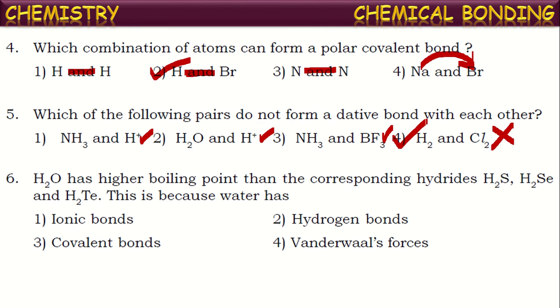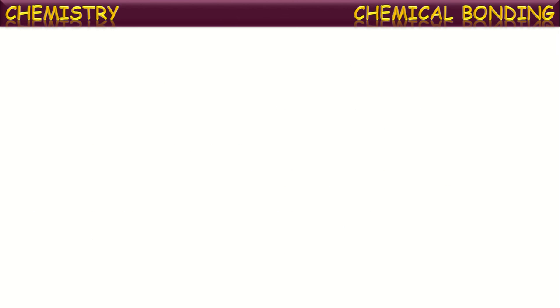Next, H2O has a higher boiling point than the corresponding hydrides like H2S, H2Se and H2Te. This is because water has one more special kind of bond which we call hydrogen bonds. Because of the presence of hydrogen bonds between the water molecules, water has a higher boiling point than the remaining hydrides of sixth group elements. That is because of the existence of hydrogen bonds between the water molecules.